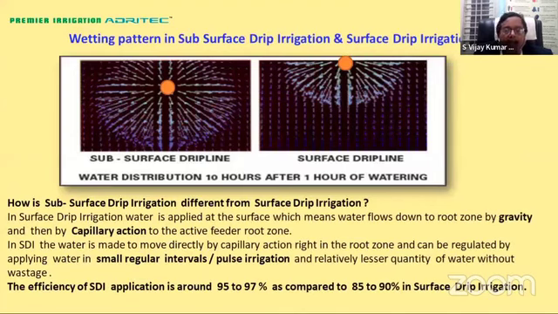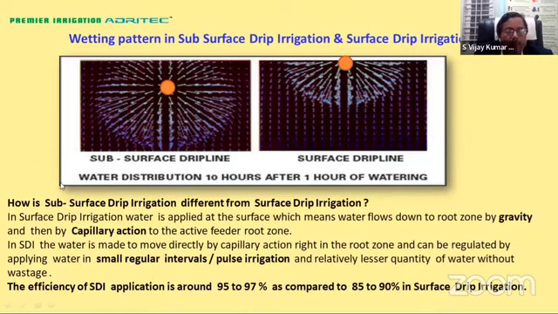Now let us understand the way the water moves in case of subsurface drip irrigation and surface drip irrigation. As you can see, in case of subsurface drip irrigation, the water is getting distributed totally in the soil. This is actually an X-ray photograph where you can make out how the water is moving. And this is surface drip irrigation and how the water is moving. So how is subsurface drip irrigation different from surface irrigation?